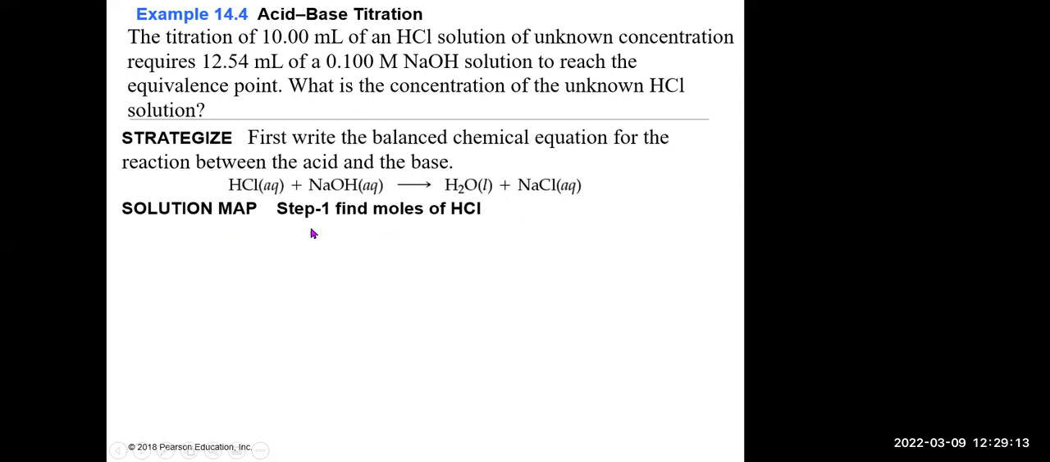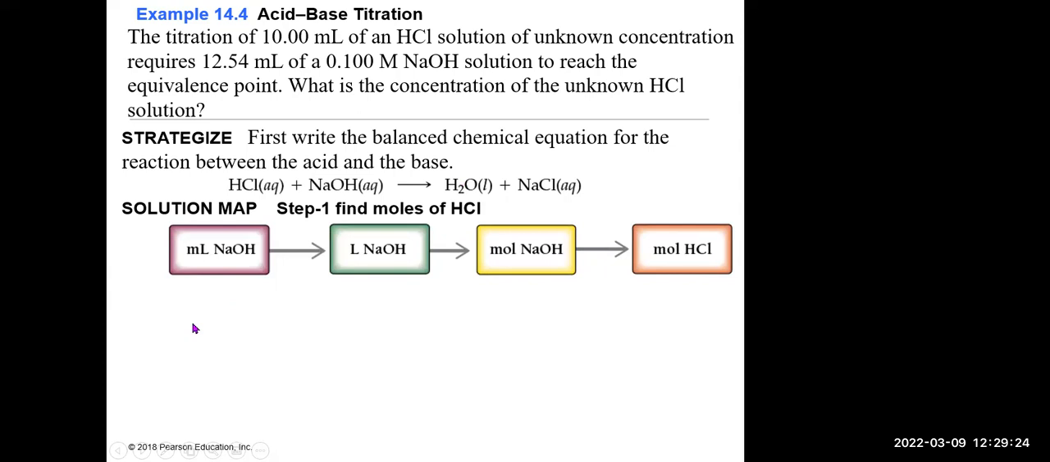To do that, we'll first write the balanced chemical equation for the reaction between acid and base. So we see acid is HCl, base is NaOH, products are H2O and NaCl. Then we check that the equation is balanced. Another step will be to calculate the moles of HCl from the data of titration. What we know is the milliliters of NaOH used, and the concentration of NaOH. So we're using this three-step process to calculate moles of HCl.